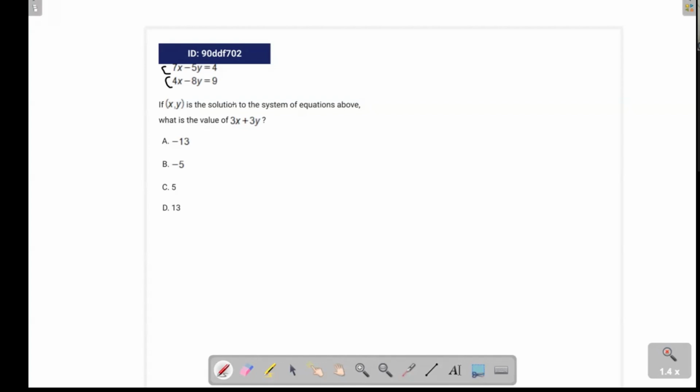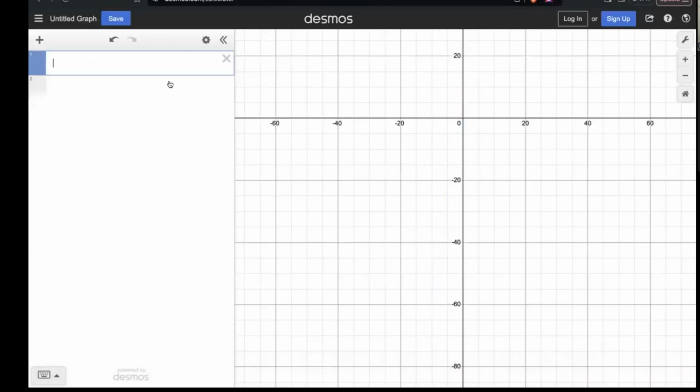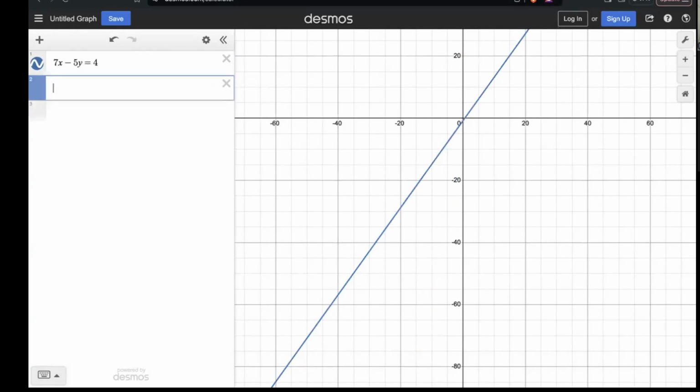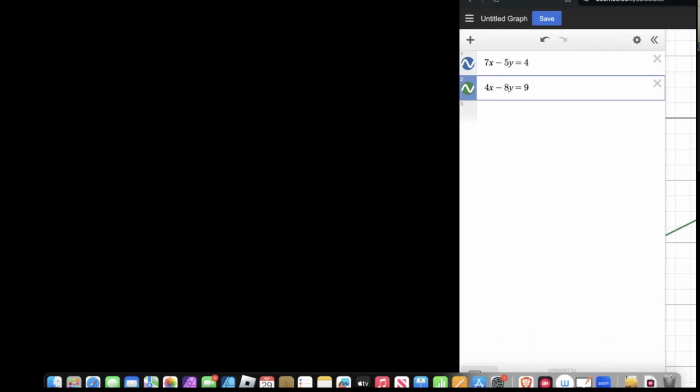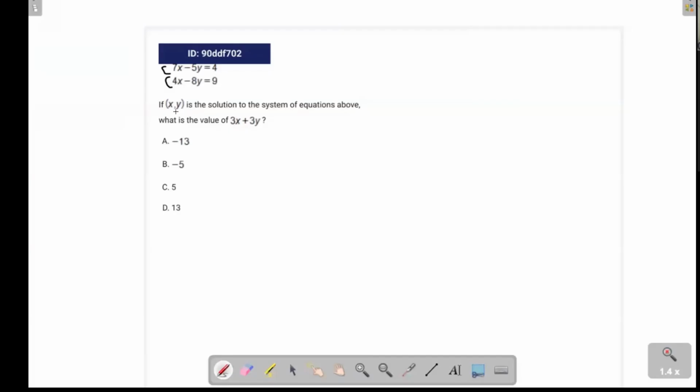Okay, so these are two lines, and instead of doing the whole algebra, this is a much faster way to get the answer. It's going to save you a lot of time. We're going to go on Desmos and graph each of these lines. So you're going to have 7x minus 5y is equal to 4, and 4x minus 8y is equal to 9. Just to check the equations, yeah, it's all correct.